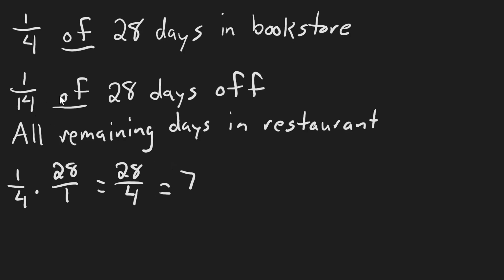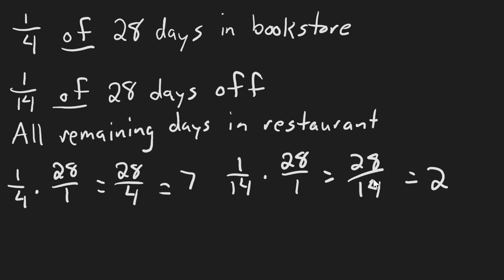And then how many days did we have off? So we need to take 1/14 times 28. So we're going to write 1/14, and we're going to multiply it by 28 over 1. And now 1 times 28 is 28, and 14 times 1 is 14, and 28 divided by 14 is 2. So we spent 7 days working at the bookstore. We had 2 days off. And so of the 28 days, we spent 9 days not working at the restaurant.